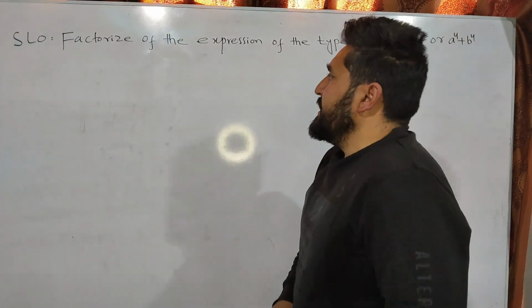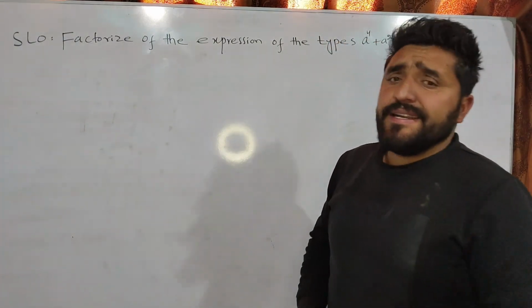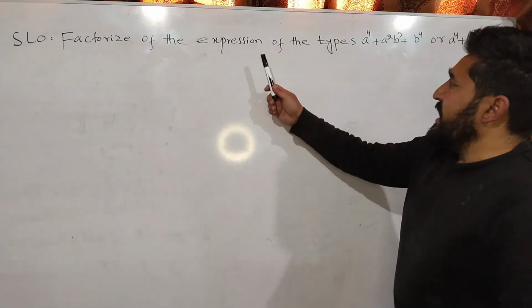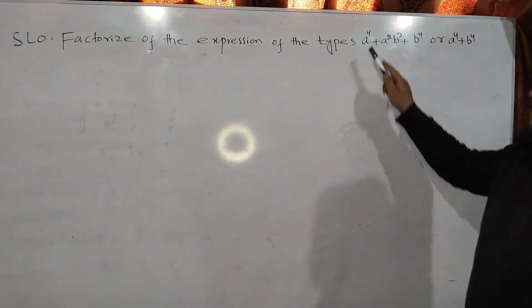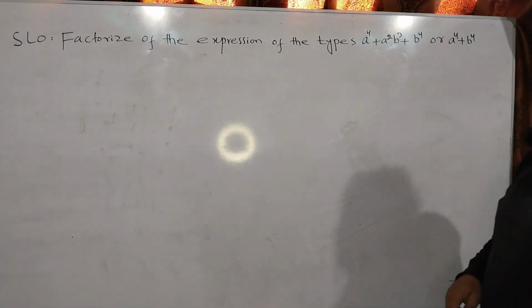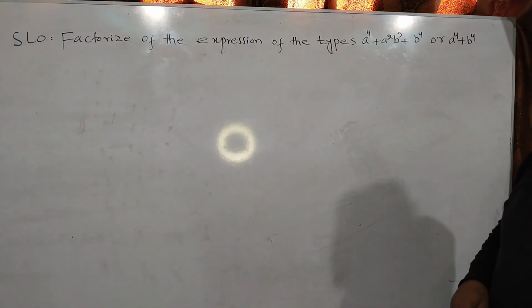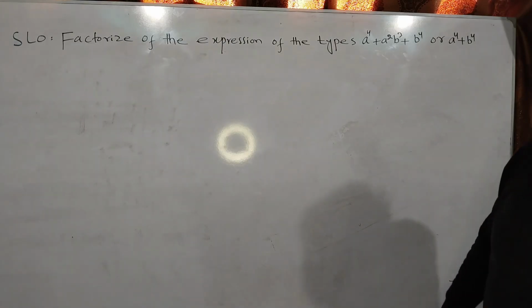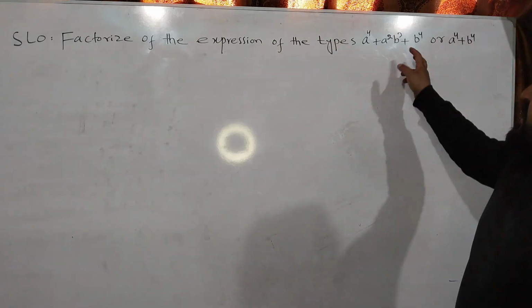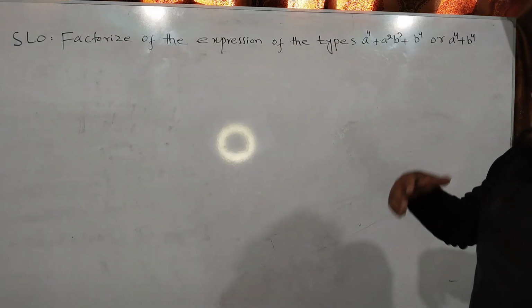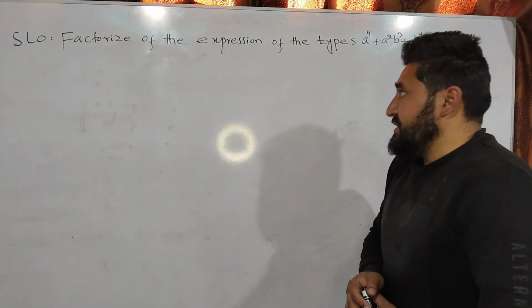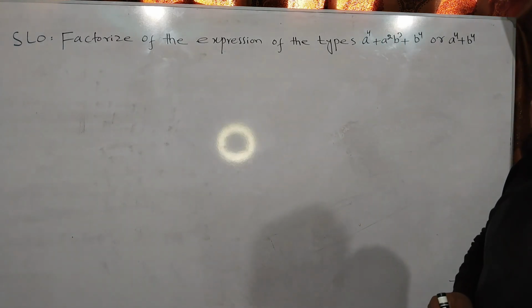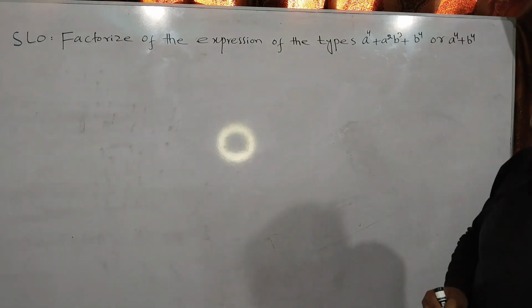Okay, dear students, today we discuss the same chapter, that is factorization, and our SLO is like this one. Factorize expressions of the type a raised to the power 4 plus a square b square plus b raised to the power 4, or a raised to the power 4 plus b raised to the power 4. If any question is related to this type, how can we factorize such kind of questions? With the help of an example, I will explain how to solve such kind of questions.